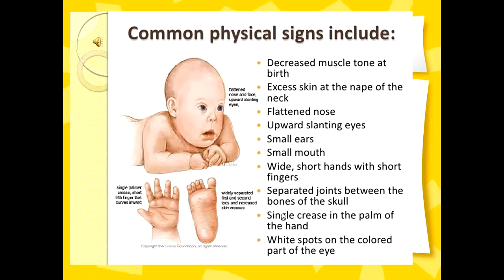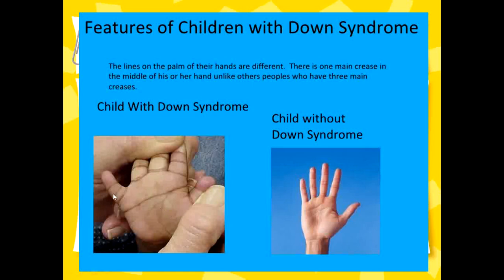Physical signs include decreased muscle tone at birth, excessive skin at the nape of neck, flattened nose, upward slanting eyes, small ears, small mouth, wide short hand with short fingers, separated joints between bones of skull, single palmar crease and white spots on colored part of eye. You can see here, child with Down syndrome has single palmar crease, while in normal patient there are 3 prominent creases.